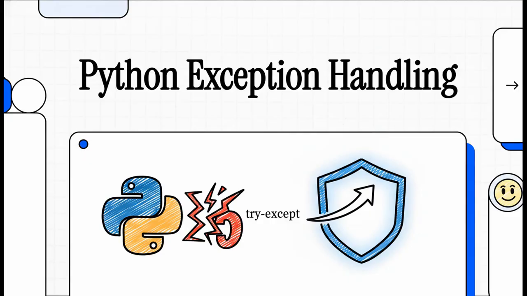We've all been there, right? You're coding along, everything's going great, and then, bam, your program just crashes. It's that sinking feeling. But what if I told you that you could actually anticipate those crashes and tell your program exactly how to handle them with grace? Well, that's what we're going to do today. Let's dive in and turn you from a victim of errors into a master of your code with Python exception handling.